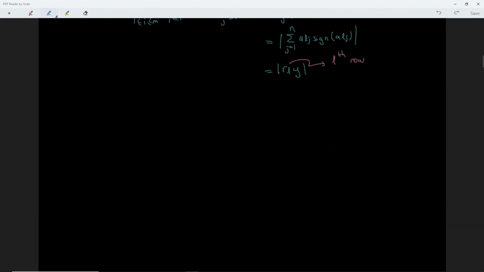So next I can claim that if this is Ri times Y, that thing is smaller than the maximum. So L is already included among these values, so that has to be less than the maximum of Ri times Y, right? And that was simply the definition of the infinity norm of AY, right? So this is the infinity norm of A times Y.